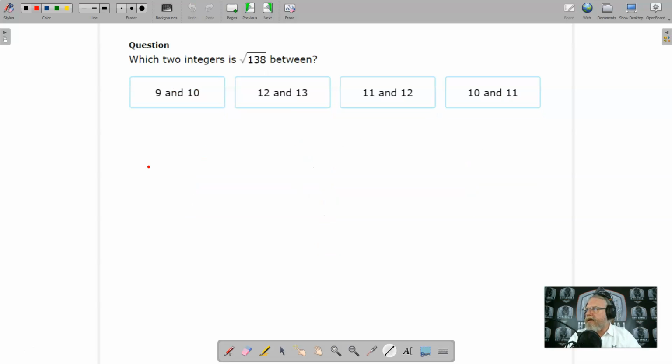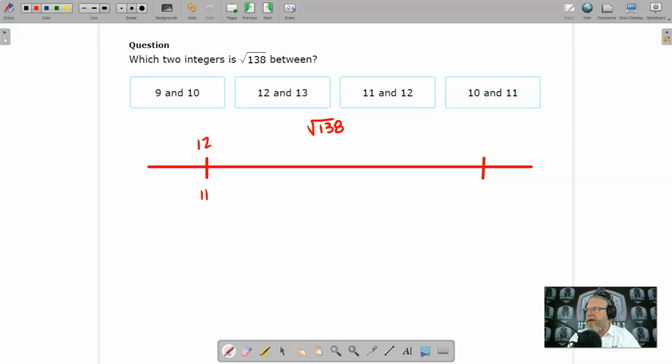Here's another one here. Let's see, root 138. Let's consider two numbers. Where would that fall? So let's go root 138. And 11 was 121, so root 121. And the next integer going up would be 12, and 12 times 12 is 144. So does 138 fall between 121 and 144? Indeed it does. So the question is, where does it fall?